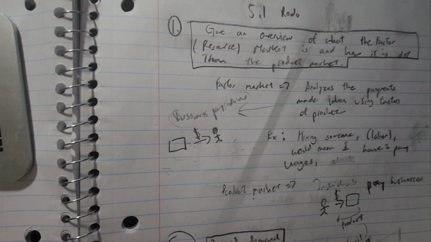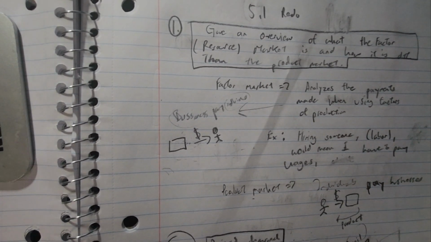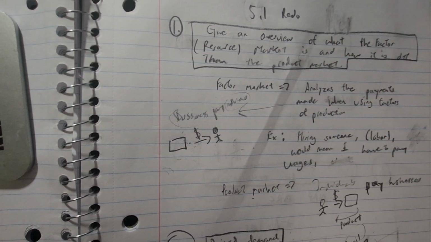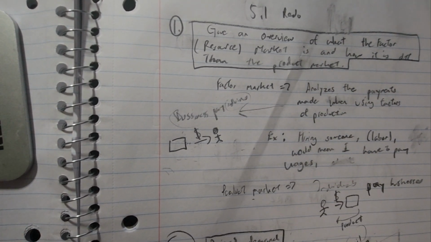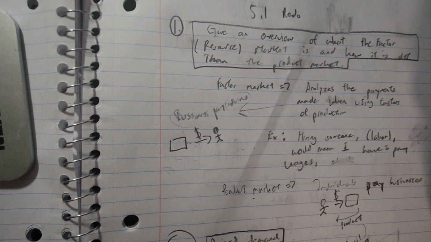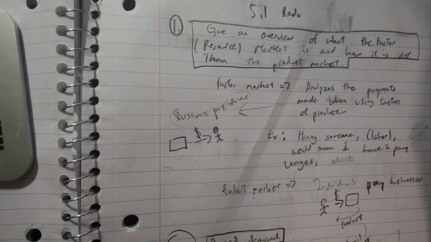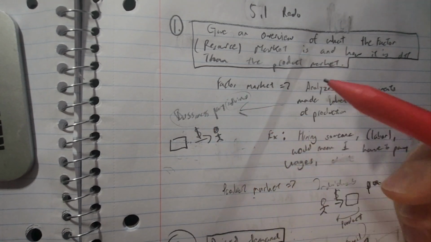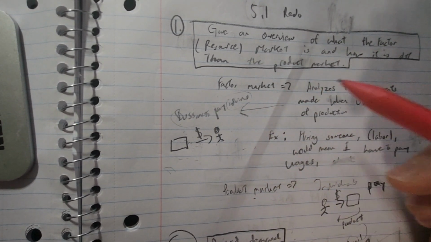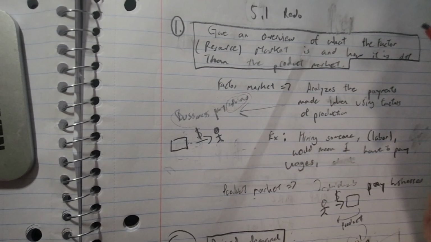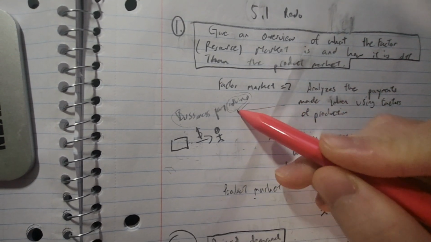This is 5.1 redo for AP Micro. And the first question asks you to compare factor market and the resource and the product market. So a factor market analyzes the payments made when using the factors of production, like businesses paying individuals to make the product. And because they have to pay the individuals to make them do the work, that would be labor.